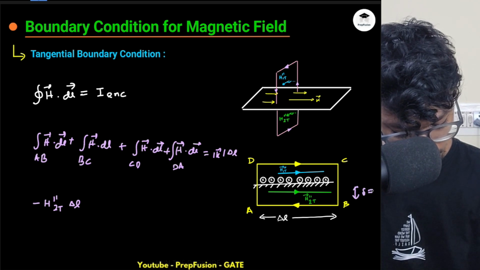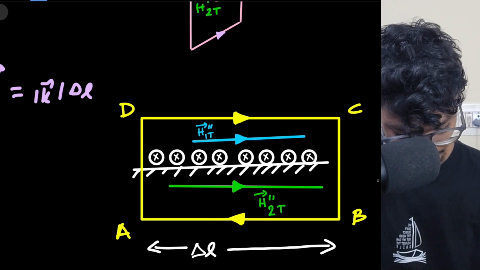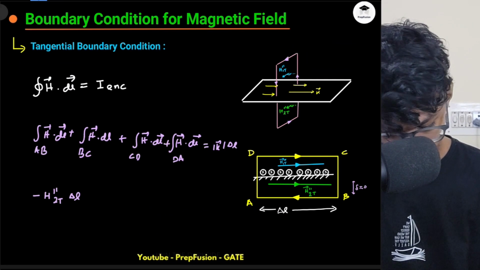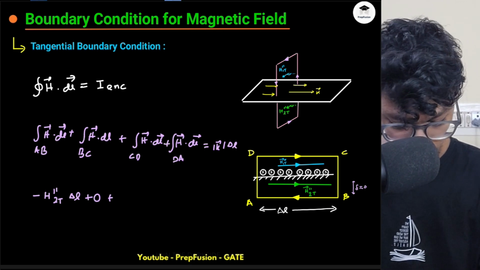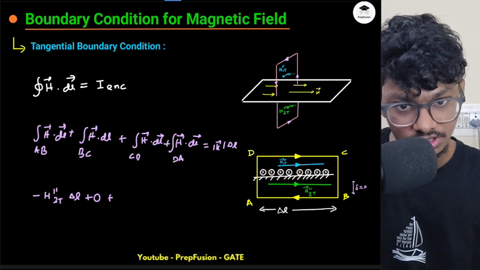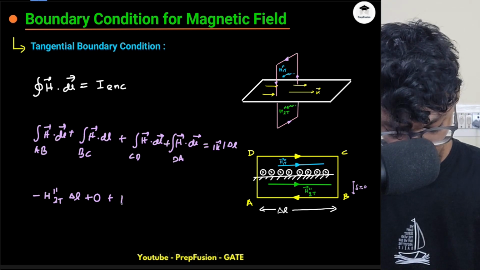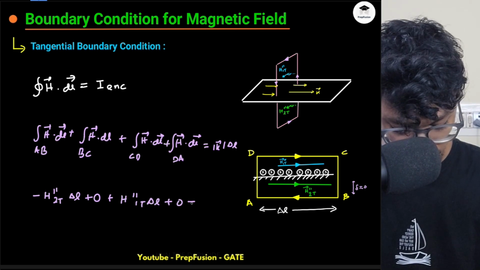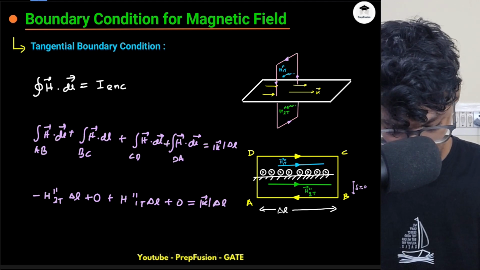And delta is almost equal to 0, so this will be 0. Now in CD, I am observing that this direction and this direction are the same. The H double dash 1T direction and the direction of the dL vector are both at 0 degrees. So it will be plus H double dash 1T into delta L, and for the last one it will be 0, equal to the magnitude of K into delta L, the small length delta L.